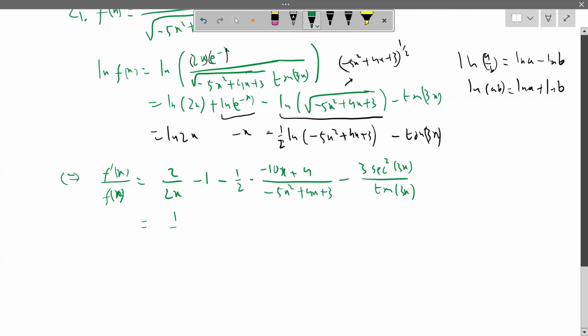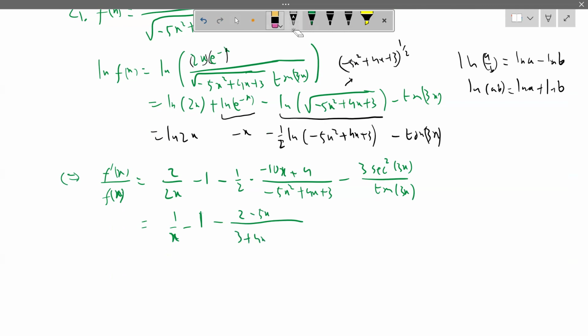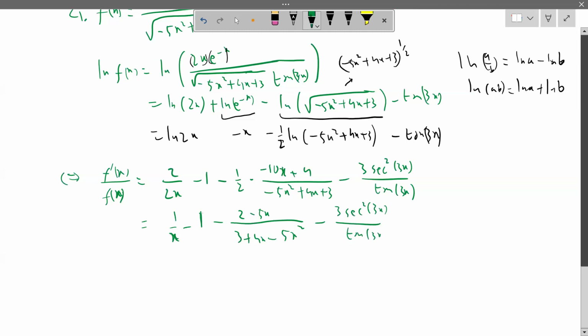Simplifying a bit further, 1 over x minus 1, minus 2 minus 5x over 3 plus 4x minus 5x squared, minus 3 secant squared of 3x over tangent of 3x.